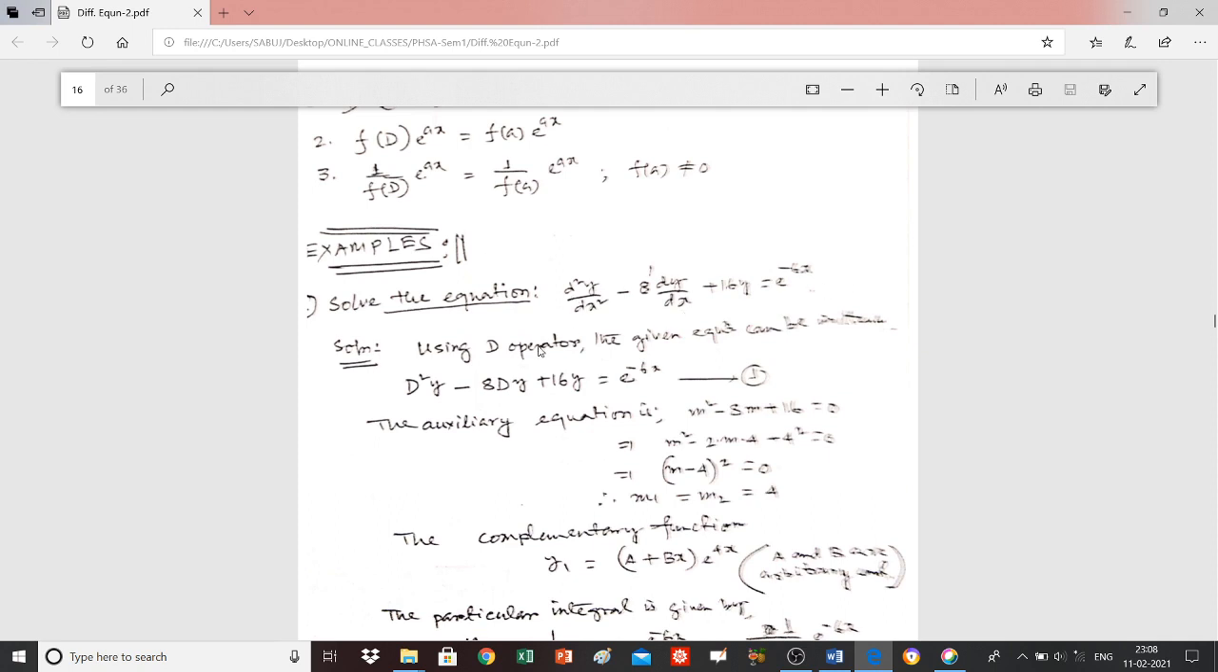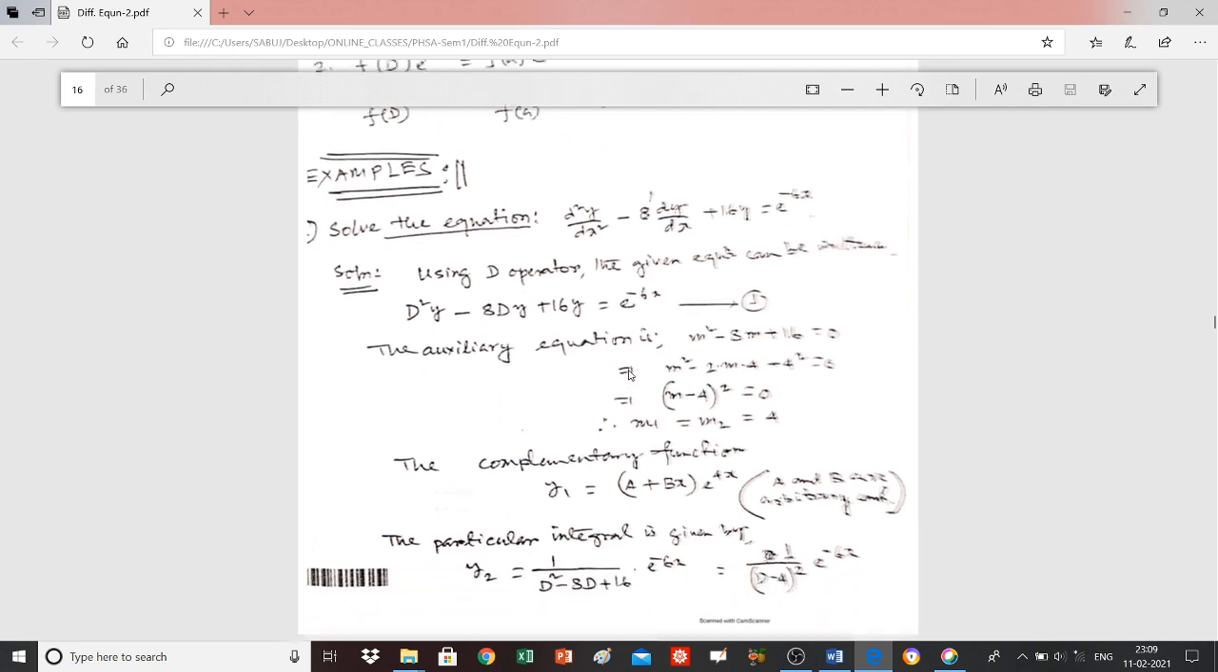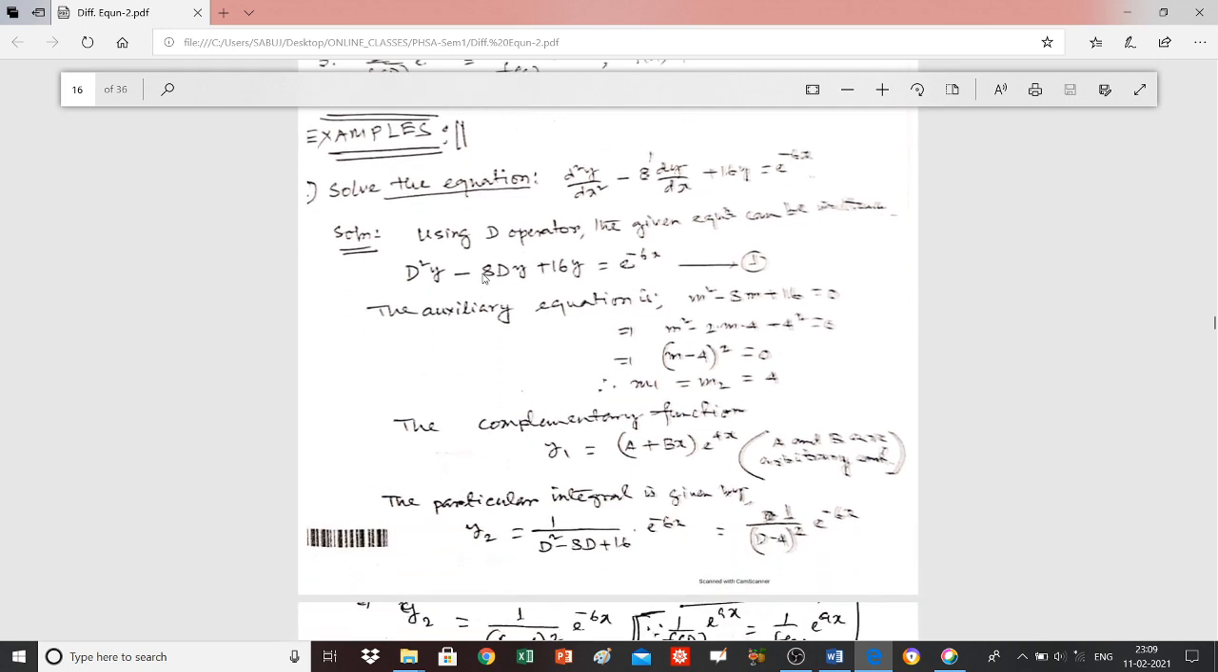So first, let us start. Let us find out the complementary function. The given equation is here, and this can be rewritten in the form of D operator in this fashion. Now for the auxiliary equation, you have to use the trial solution y is equal to e to the power mx, and after substitution of different values of D squared and D in this expression, you will have the auxiliary equation as m squared minus 8m plus 16 is equal to 0.